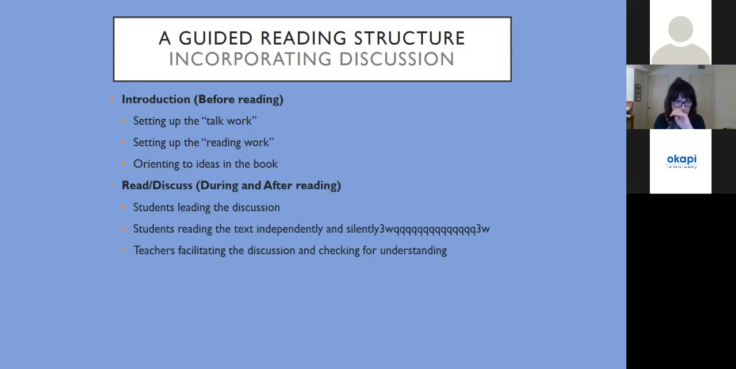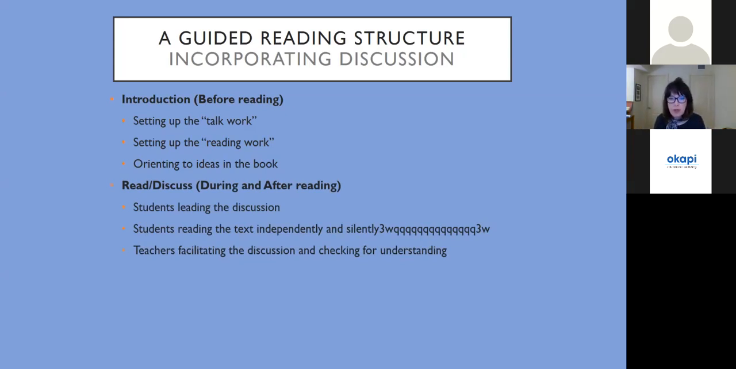And in this part, the kids are leading the discussion. Oops, I've got some sort of letters that have appeared on my screen. Sorry about that. But the students are reading the text independently, and they're reading silently within this. And so that's one of those things to really be aware of. In these text levels, we do not want kids reading out loud. We don't want round robin reading. We want kids to be processing and thinking well inside their heads.